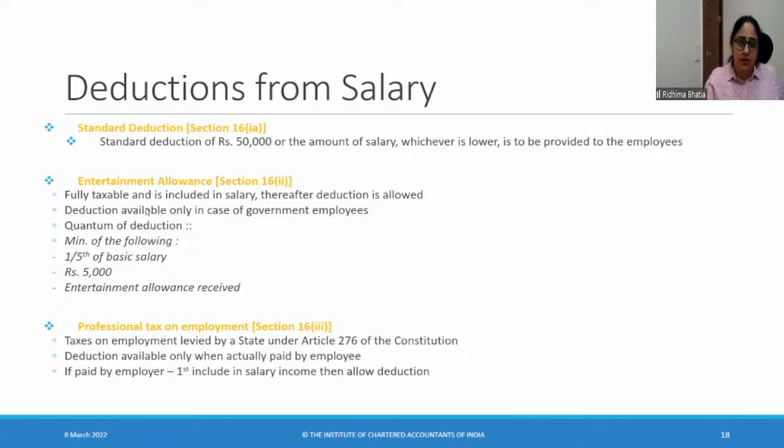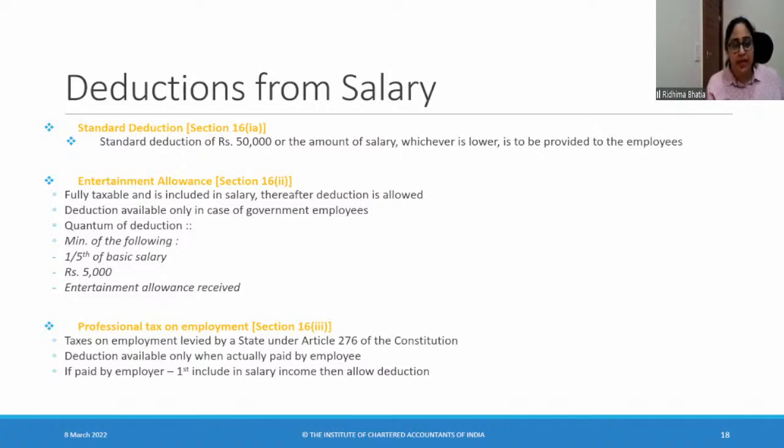Another is entertainment allowance. Entertainment allowance deduction is only allowed to government employees. Entertainment allowance otherwise is taxable. Its deduction is given below. Generally, for every allowance we have calculated the exemption up till this stage. Right? But for entertainment allowance we calculate deduction, and that is only allowed after you calculate your whole gross salary. In it, the deduction criteria is three criteria, minimum of which would be allowed: 1/5 of basic salary, 5,000, or actual entertainment allowance received, whichever is lower.